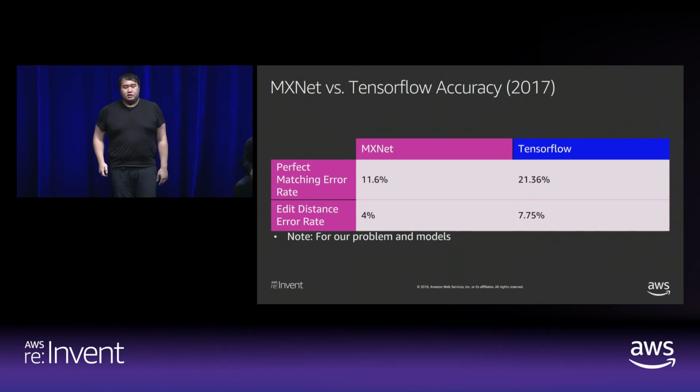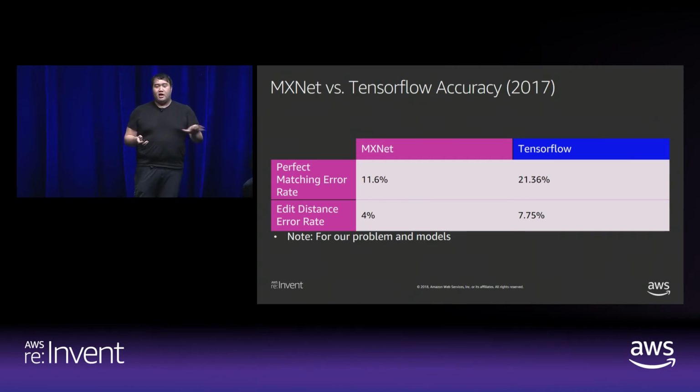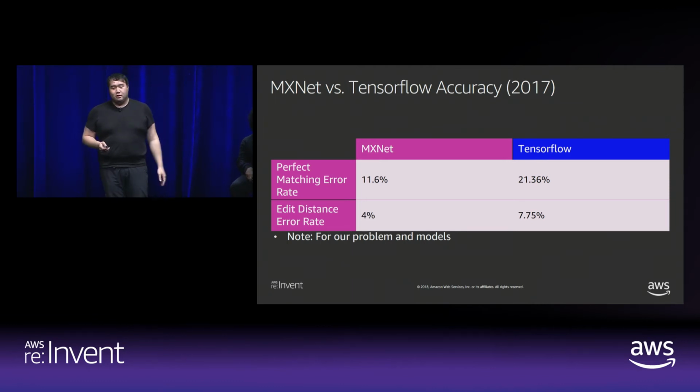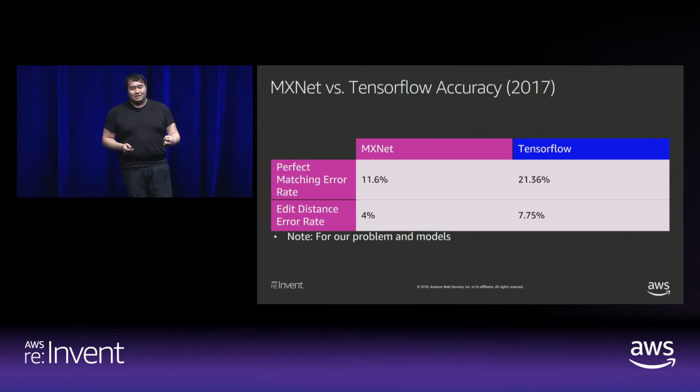Yeah, so this is a table showing, and by the way, I put the year there because frameworks all progress, so I just don't want this to be taken out of context. But at the time we made this decision, we actually thoroughly compared the two frameworks. And these numbers are error rates, so the lower the better. I just want to make that clear as well. So MXNet performed a lot better than TensorFlow. So this is why we ended up picking it. And our problem is more about recognizing the text. So generally, we look at perfect match and editing distance.